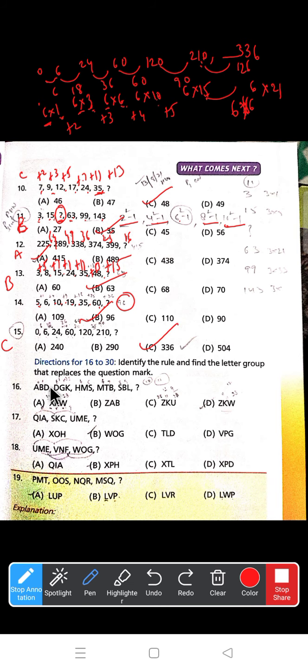Now coming to the next analogy, A, B, D, D, G, K, H, M, S. If you observe that properly, the gap between each one is 0, 1 letter. There is no gap here. 0, 1. Again 1 letter, 2 letters.